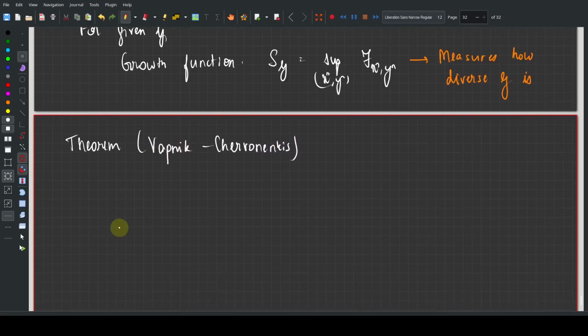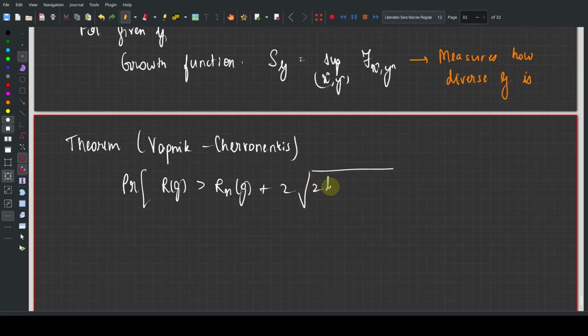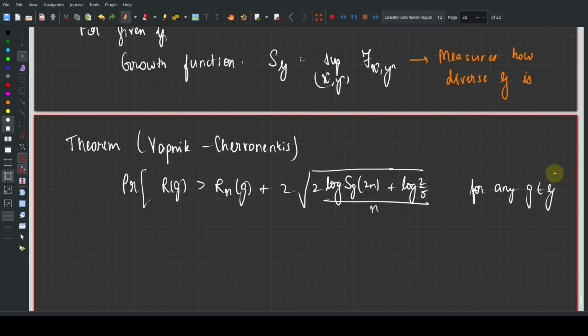So we have the following very famous result in binary classification, which says that the probability that R of g is greater than R_n of g plus something similar as we had earlier, the error function, 2 times log S_G of 2n plus log 2 over delta, divided by n, for any g. Again, this is a uniform bound, uniformly over all possible g in the class. This is less than or equal to delta. So we have a similar bound as before, but this works for potentially even infinite classes.